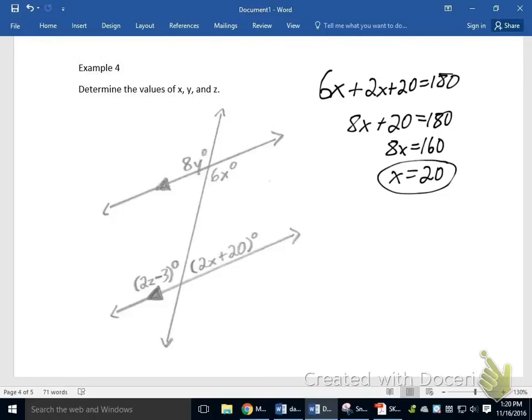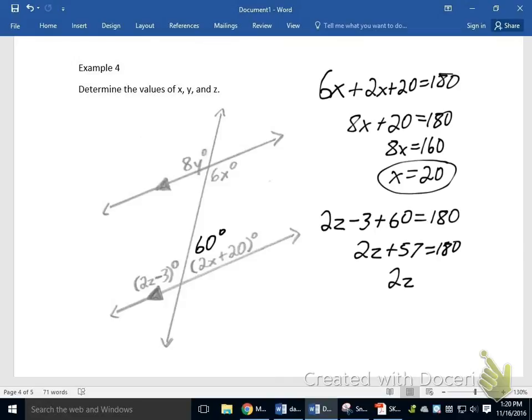So I just determined x. Now that's going to be very helpful in finding the other stuff. For instance, what I would do is substitute that 20 in right here. 2 times 20 is 40, plus 20 is 60 degrees. I know that this is 60 degrees. And I know that these two angles would have to add to 180. They're a linear pair. So I would set up for z that 2z minus 3 plus 60 is equal to 180. And I would combine my like terms.